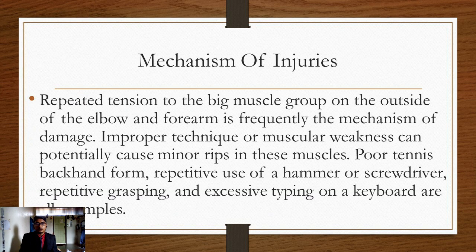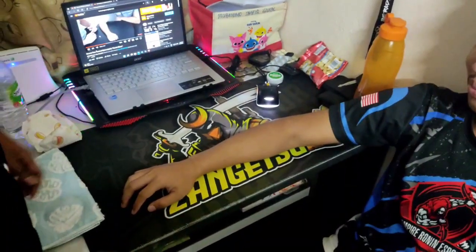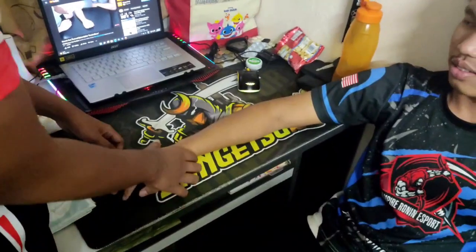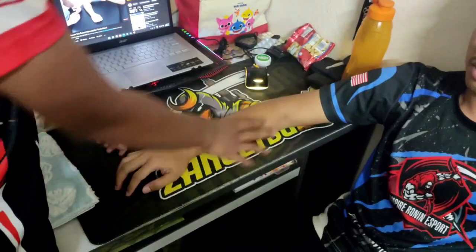For the mechanism of injuries, repeated tension to the big muscle group on the outside of the elbow and forearm is frequently the mechanism of damage. Improper technique or muscular weakness can potentially cause minor rips in these muscles. Poor tennis backhand form, repetitive use of a hammer or screwdriver, repetitive grasping, and excessive typing on a keyboard are all examples. So now I will show you how to do Cozen's test for lateral epicondylitis.